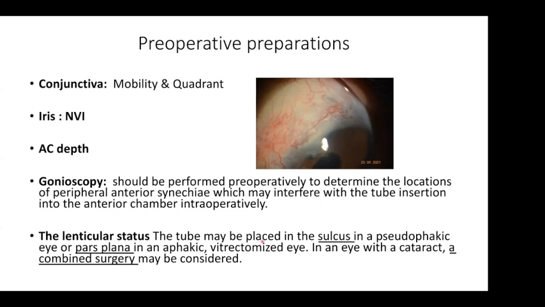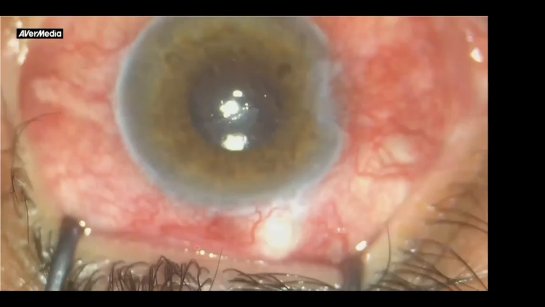The state of the lens is very important. If the patient has a cataract, then you are planning a combined phaco and tube. And then there are pseudophakic patients, and those patients are so many. In those patients, you can place the tube in the sulcus. And in patients after vitrectomy, there is still a place for pars plana implantation.